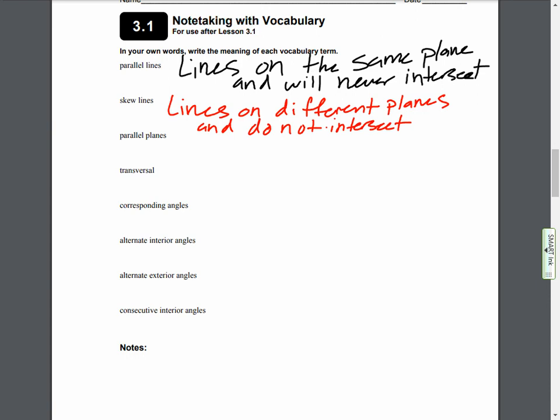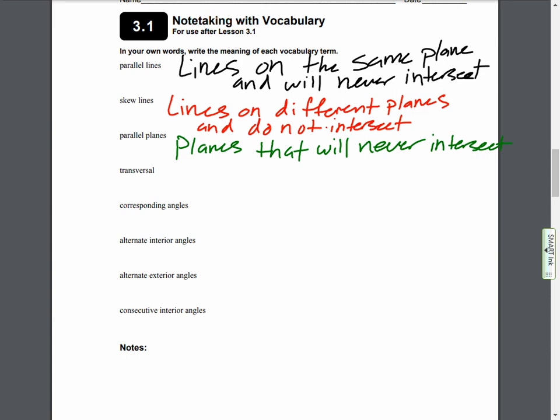Okay, parallel planes are planes that will never intersect. Okay, so very similar to parallel lines. The planes are parallel planes are planes that will never intersect.